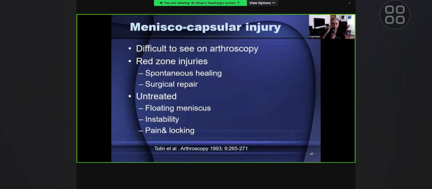You can have injuries to the peripheral aspect of the meniscus. I briefly touched upon this concept earlier. It is important for us radiologists to identify this injury because the arthroscopists will not see it. It's present on the peripheral side of the meniscus. It tends to happen in the red zone, the vascular segment of the meniscus, and therefore it has the potential to spontaneously heal or get a good surgical repair. If it's not treated, then the meniscus can end up being unstable, will result in pain and locking, and the meniscus will become what's called a floating meniscus.